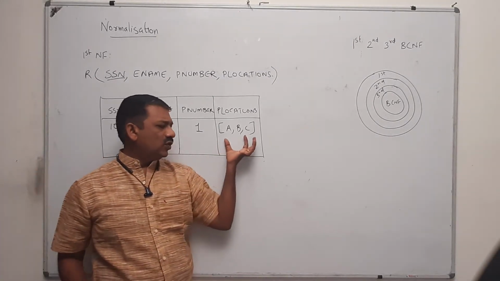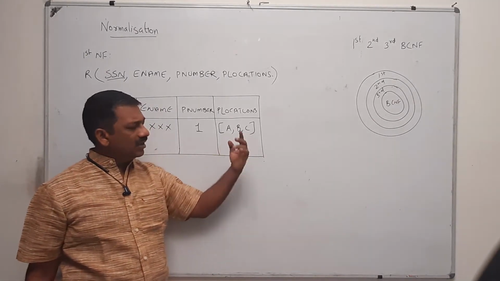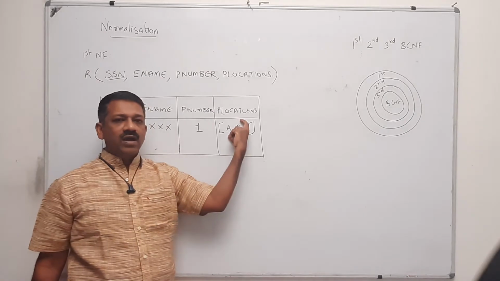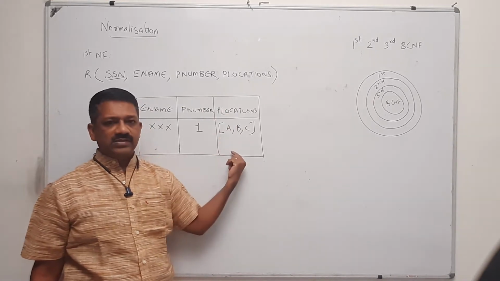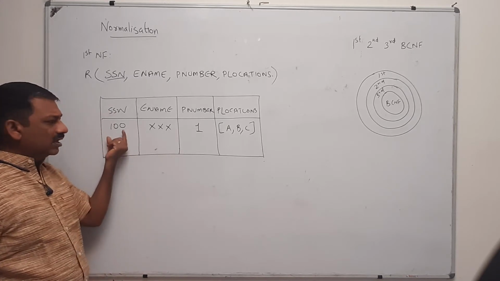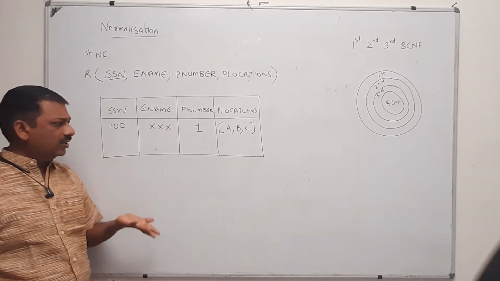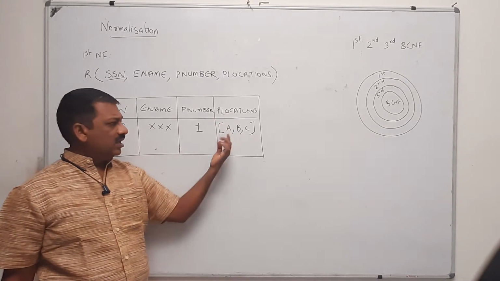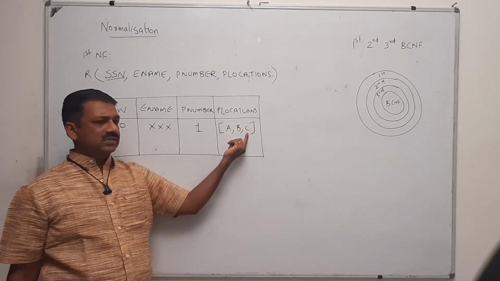So this is actually not an atomic value. Why? Here this can be decomposed again into A, B and C. So these kinds of attribute values are not allowed as far as first normal form is concerned. This social security number value is atomic, which means it cannot be decomposed further. What about the employee name? That is also an atomic value. P number is also an atomic value, but P location is not atomic, since this can again be decomposed into A, B and C.